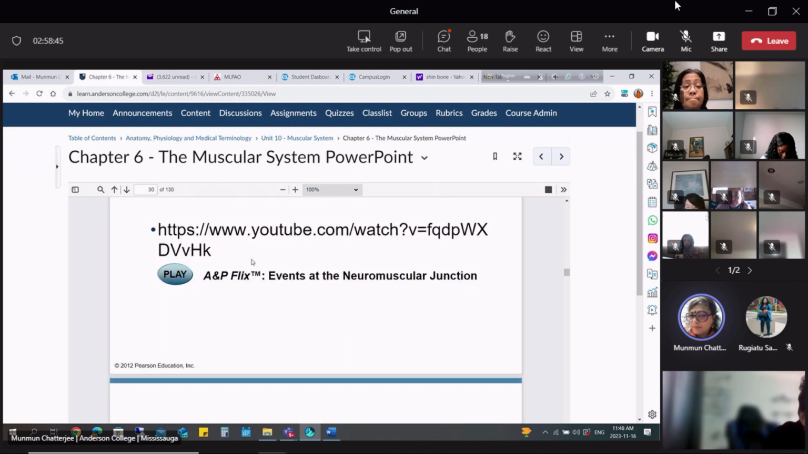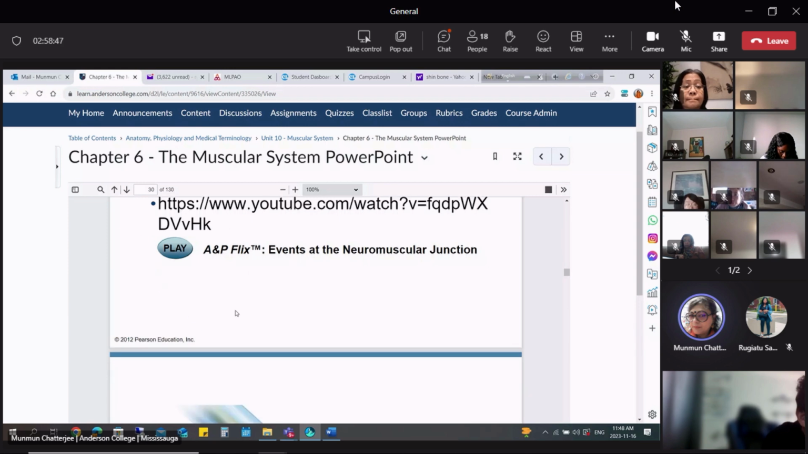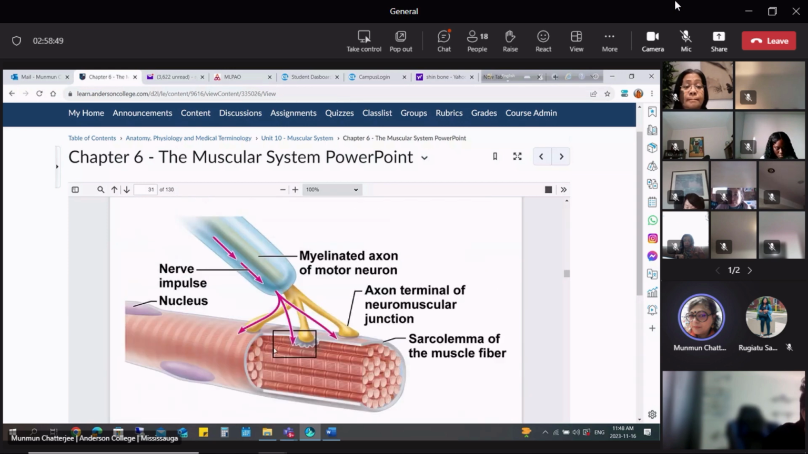So this is the video link. If you want to see what the neuromuscular junction is, you can see it. This is the neuron, this is the axon, and it is sitting on the muscle. This is called the neuromuscular junction. This way, when any stimulus comes, it passes to the muscles, and they start contraction and relaxation as per the need.